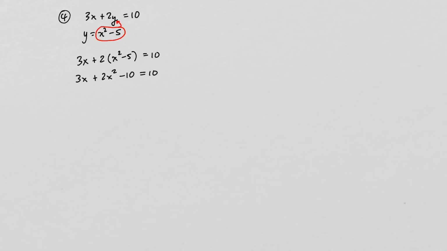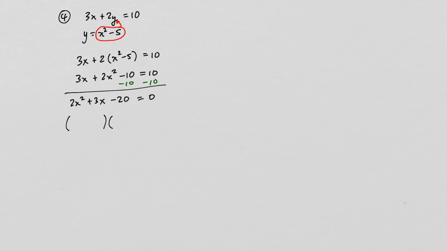I'm going to subtract 10 from both sides to get 0 on the right side, and on the left side, I'm going to put it in order. So 2x squared plus 3x minus 20 equals 0. Now, I'm going to factor this, and again, you can factor this if you like, or you can use the quadratic formula. It's really up to you at this point.